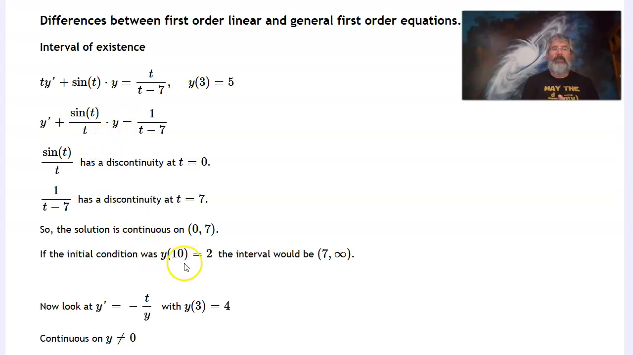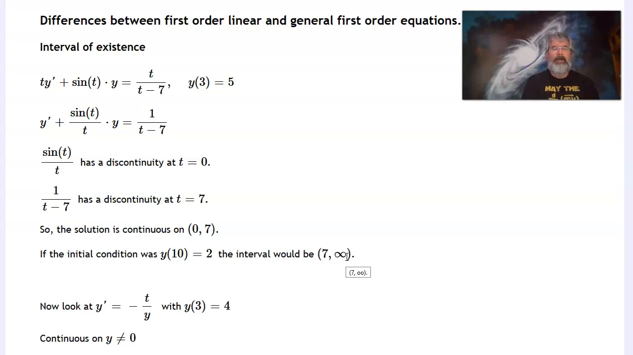Likewise, if my initial condition was changed to y of 10 is 2, then the 10 is not between the 0 and the 7, it's bigger than the 7, so I'd be going from 7 to infinity. But that would be the interval that I would expect to find a solution. I'd be guaranteed to find a solution in that interval that is continuous for the whole thing.